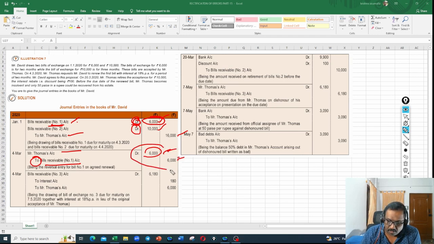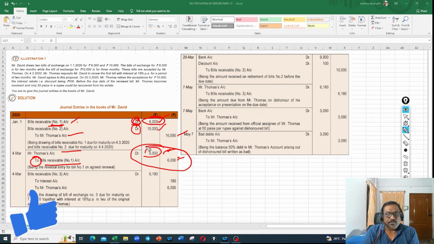This entry is called dishonor entry. Why are we writing dishonor entry? We are writing it because Thomas said he is not in a position to pay and he requested David to renew the bill. The minute he says renew the bill, the initial bill has to be dishonored. So dishonor entry is Thomas account debit to bills receivable account. I hope you are very clear on this point. Then new bill has to be written.